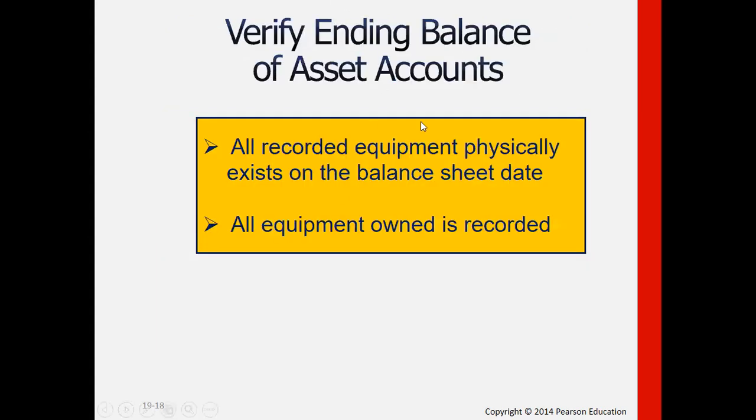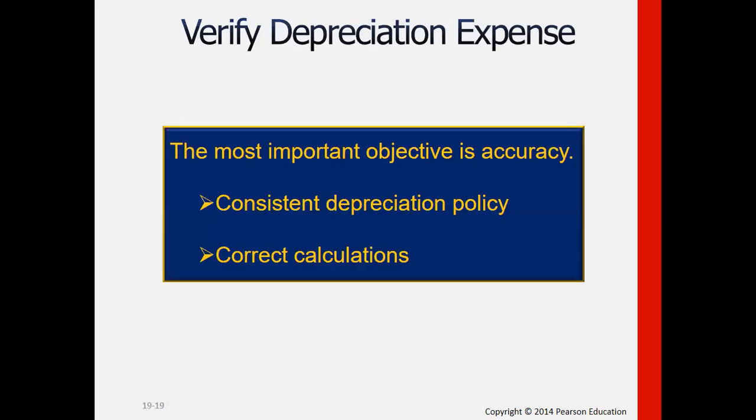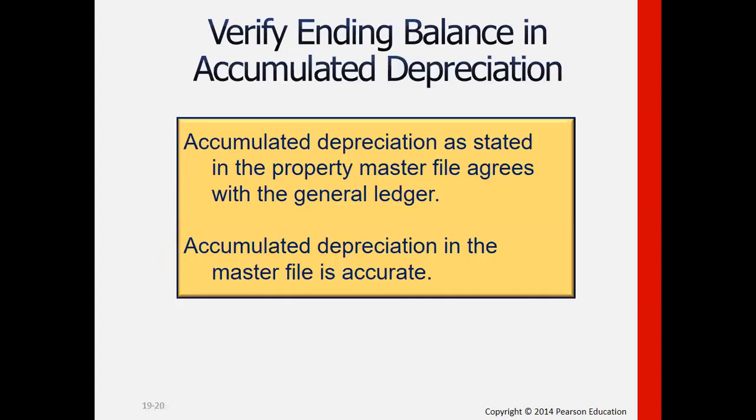What about ending balance of asset accounts? In this case, we have to check if all recorded equipment physically exists on the balance sheet date. This is existence or occurrence, and all equipment owned is recorded, completeness assertion. What about for depreciation expense? This would result to accuracy in terms of consistency and correct calculations. For accumulated depreciation, that would be on the ending balance, as stated in the property master file, which should be equal to or agreeing with the general ledger balance. And then also the accumulated depreciation in the master file is accurate.